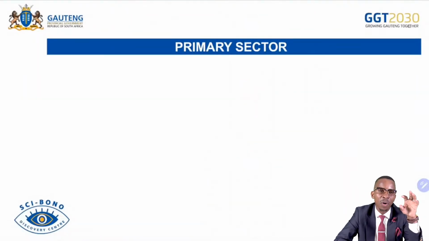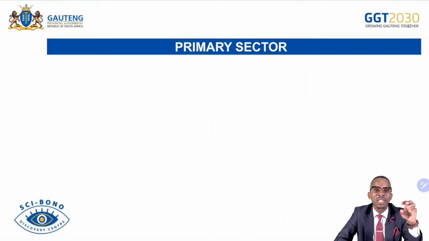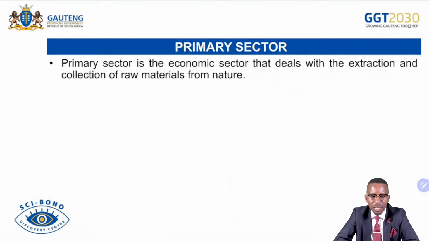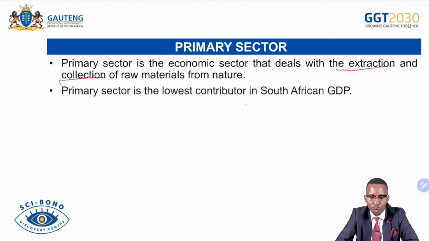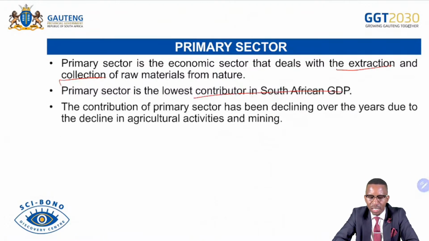So remember, the production method simply measures the contribution by each of the three economic sectors in the economy: primary sector, secondary, as well as the tertiary sector. The primary sector is the economic sector that deals with the extraction and collection of raw materials from nature. The primary sector is the lowest contributor to South African GDP because it sells raw materials that have less value added. The contribution of the primary sector has been declining over the past years due to declining agricultural activities as well as mining activities.